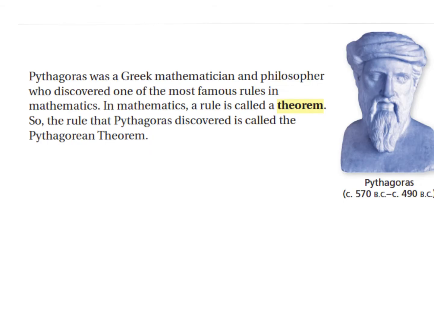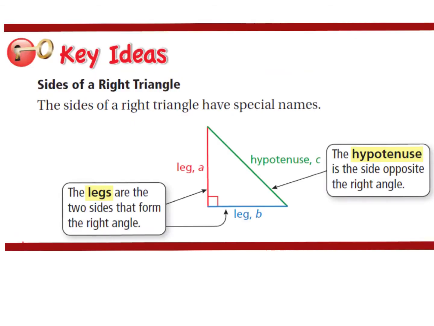So Pythagoras was a Greek mathematician and a philosopher who discovered one of the most famous rules in mathematics. In mathematics, a rule is called a theorem. So Pythagoras discovered a rule called the Pythagorean theorem, and that's what we are going to talk about today.